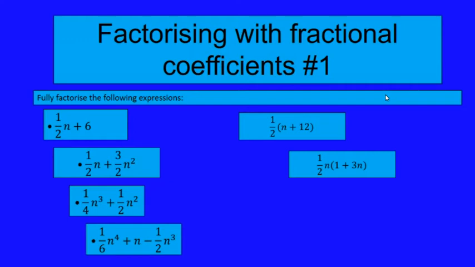The third one, the smallest fraction, is a quarter, so that sits outside, and then they both share an n squared. The first term, you'd have to times a quarter n squared by n to get a quarter n cubed. For the second term, the n squared I've got already. How do I make a half? Well, the half would be 2 quarters, so you would have to times a quarter n squared by 2.